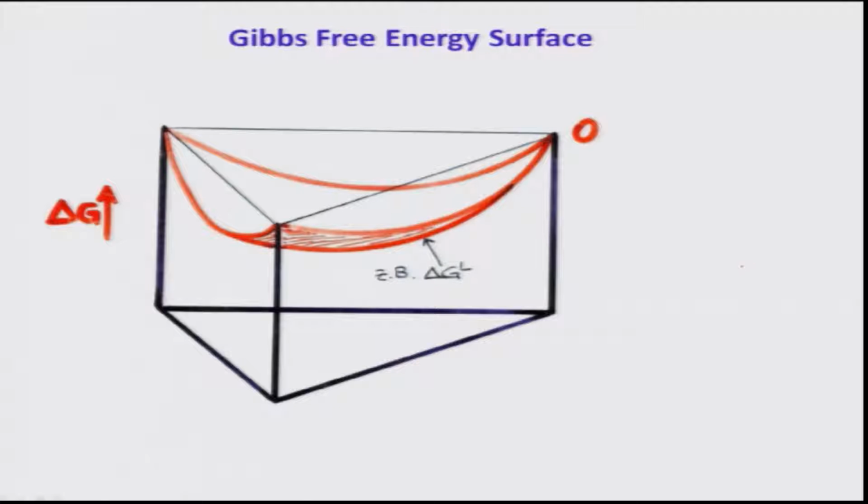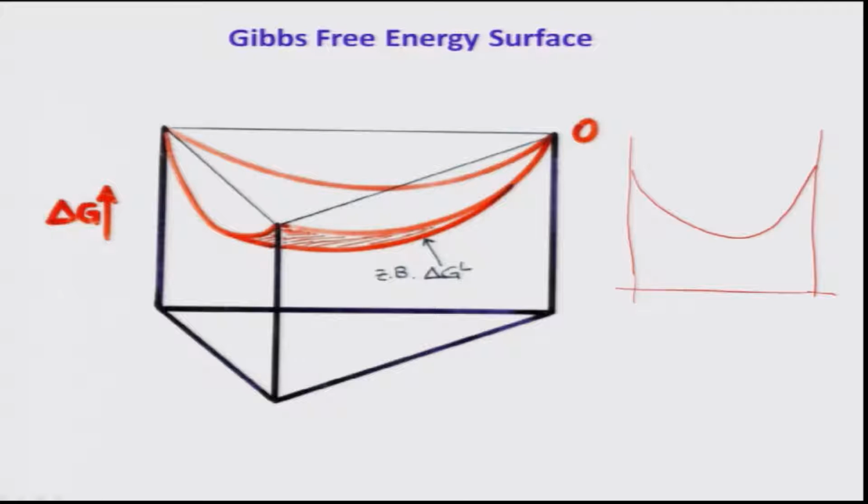Another important aspect which I did not discuss with you is that the free energy surface for the ternary isomorphous system will look like this. For binary it looks like this. For any isomorphous system it will look like this.